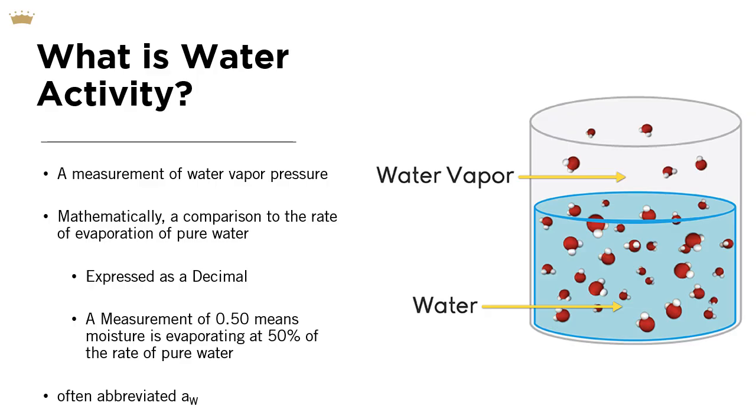To explore it mathematically, water activity of a substance like coffee is compared to the rate of evaporation of pure water at room temperature at zero elevation. Thus, the water activity of coffee is always a fraction, or sometimes expressed as a percentage. We might say that a particular coffee has a water activity, often written AW, of 0.5, meaning that its moisture is evaporating at roughly 50% the rate of pure water at room temperature.